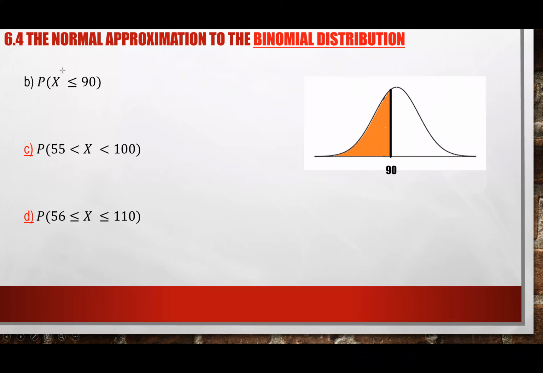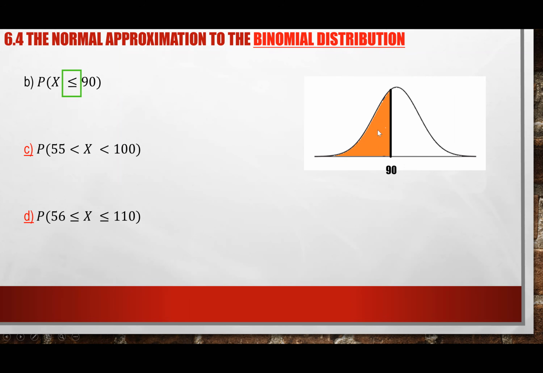So in terms of this, do we include the endpoint? And hopefully you say, yes, we include the endpoint. Again, the way to determine include or exclude: if there's an equal sign, which is the line underneath your inequality, we include the endpoint. If we don't have the equal sign underneath the inequality, we exclude it. So in this case for B, we include the 90.